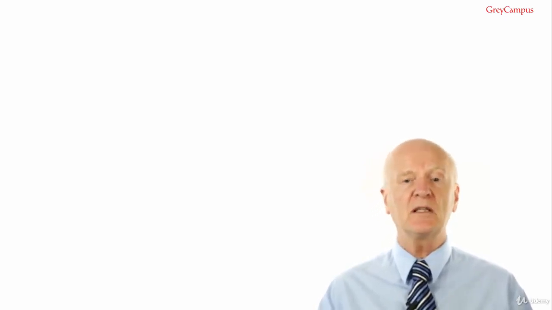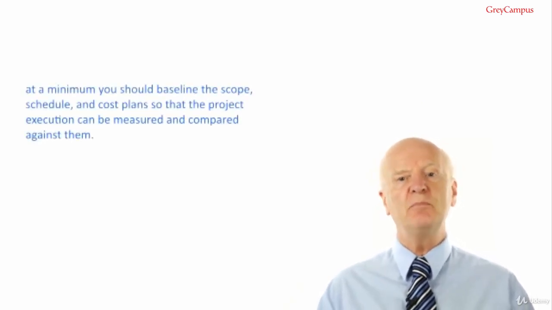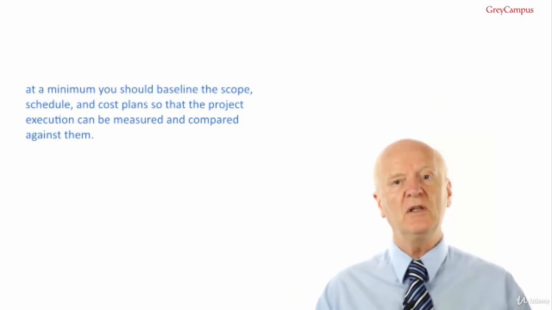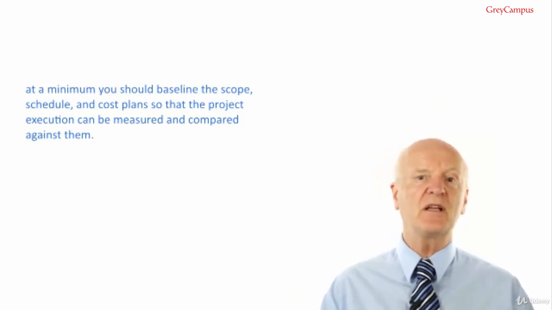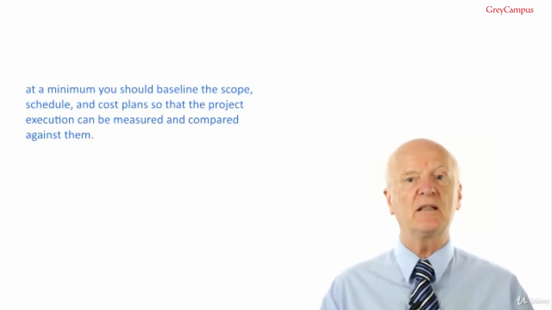The project management plan should be baselined. This means it should be agreed and formally signed off. But again, it depends on the project. On small projects, it would be too onerous to baseline the whole project management plan, but at a minimum you should baseline the scope, schedule and cost plans so that the project execution can be measured and compared against them. This enables you to measure and control the project performance. There's an old saying, you can't control what you can't measure.